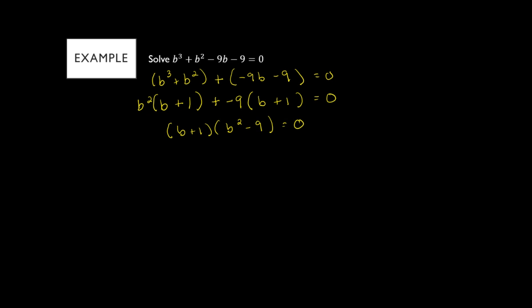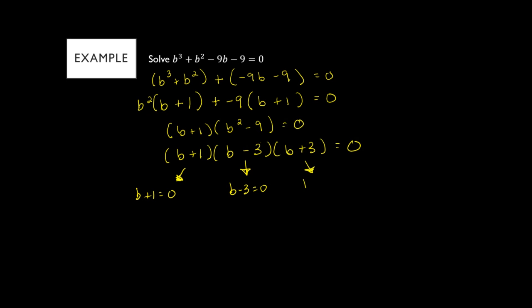So the b squared minus 9, that's a quadratic. We want to try to factor that more, and that is a difference of 2 squares. That's one of the special factors. That will factor to b minus 3 times b plus 3. So we have to keep factoring until we can't factor anymore. And then once you're there, that's when you use the zero factor property. So I have b plus 1 equals 0, b minus 3 equals 0, and then b plus 3 equal to 0.